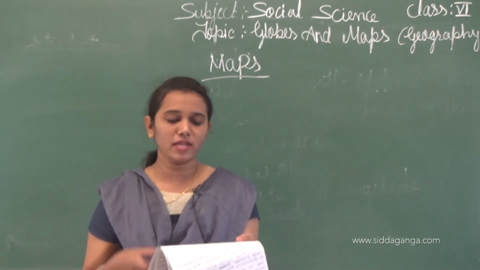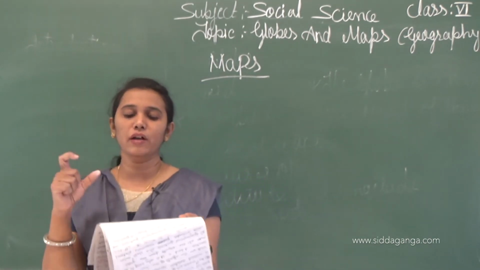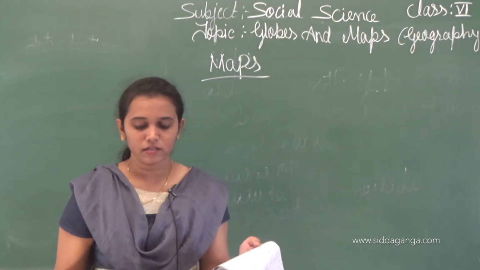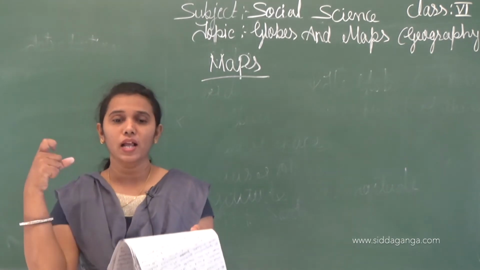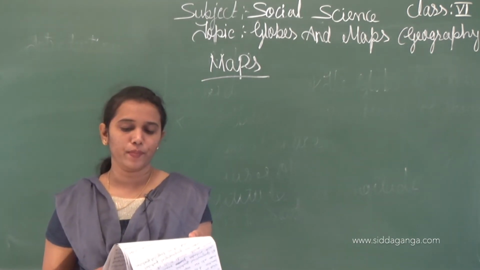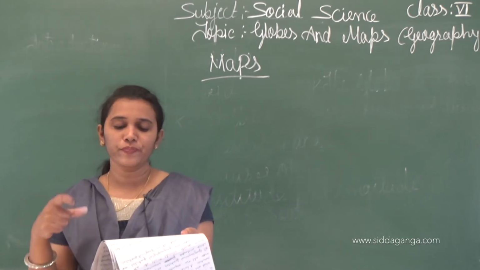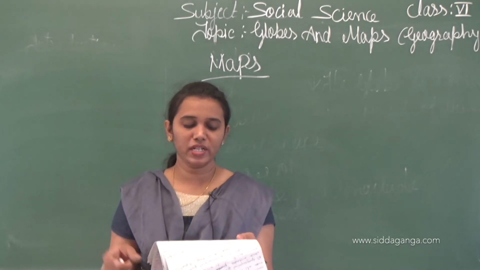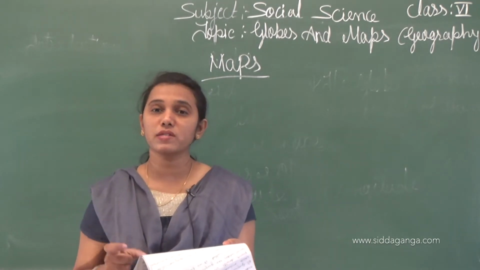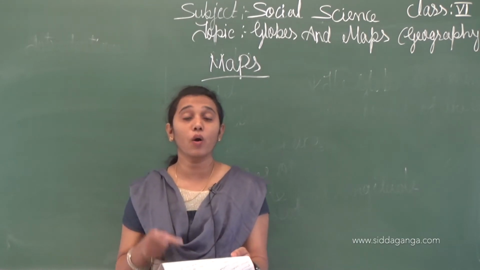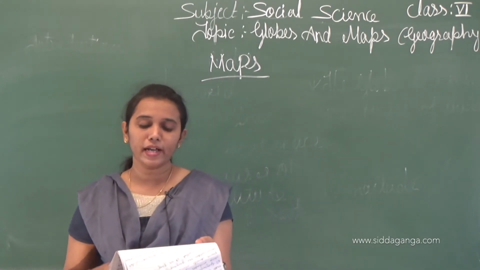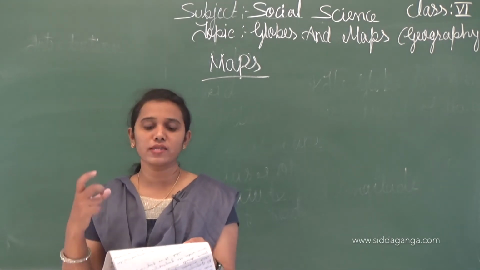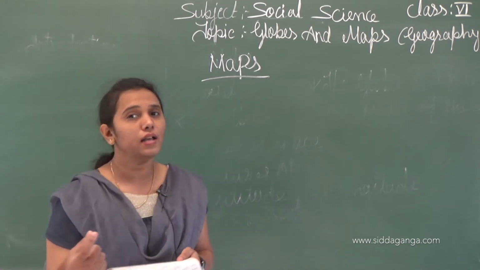Map means a diagrammatic representation of the whole earth, or a part of the earth, on a flat surface according to a scale. That is called a map. Understood? What is a map children? A diagrammatic representation of the whole earth or a part of the earth on a flat surface according to scale is called a map.